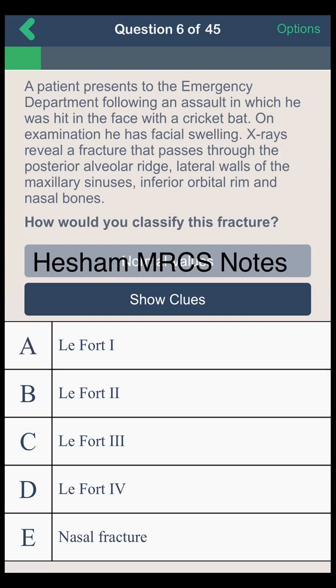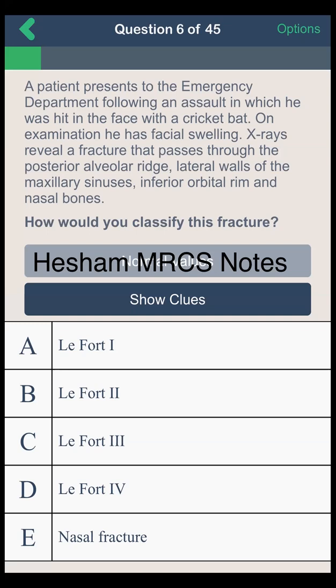Another one. A patient presents to the emergency department following an assault in which he was hit in the face with a cricket bat. On examination, he has facial swelling. X-ray reveals a fracture that passes through the posterior alveolar ridge, lateral wall of the maxillary sinus, inferior orbital rim, and nasal bone. How would you classify this fracture?